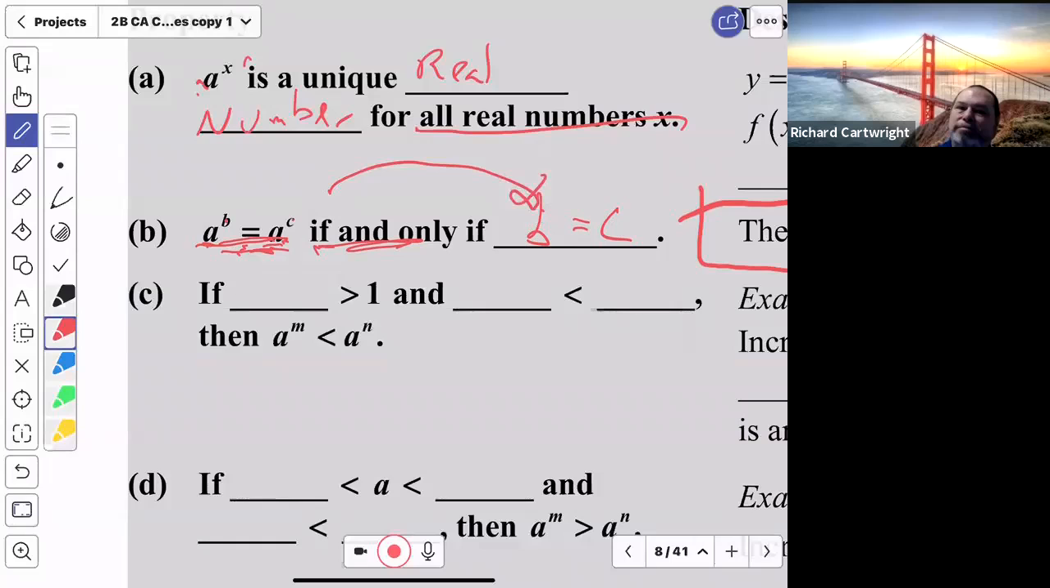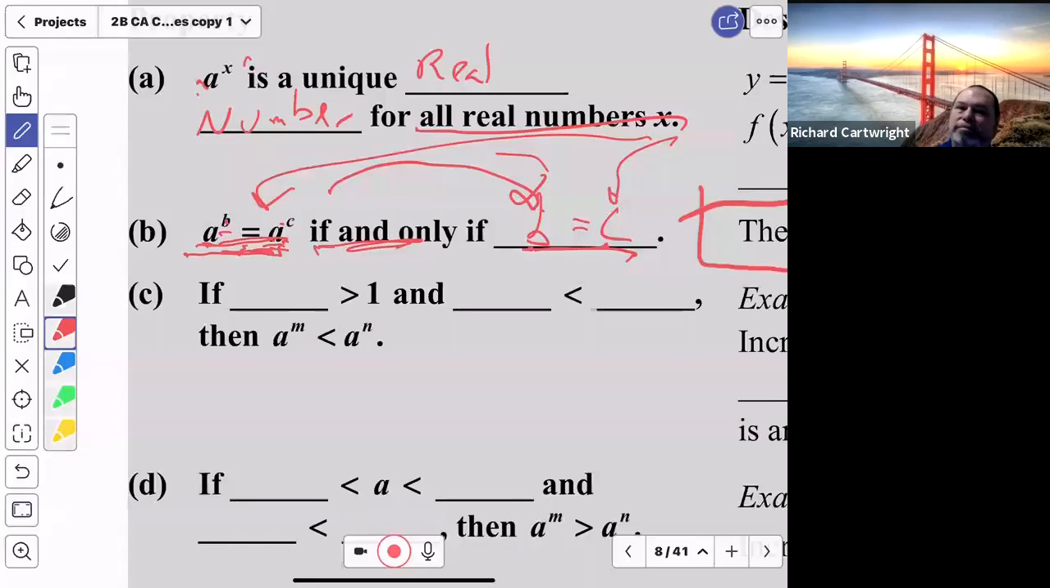Or I can say this, if this is true, then this is also true, and it goes both ways. If this is true, then this is true. Or if this is true, then I know this is true. The exponents have to be the same.